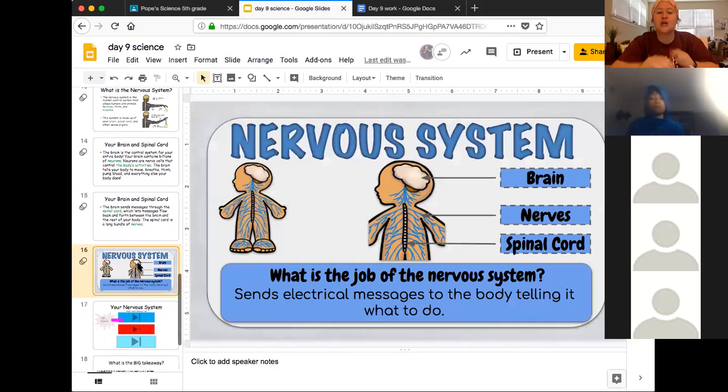So what we need to know about a nervous system is it's our brain that sends messages through the spinal cord to our nerves. The job of this is it sends electrical messages to the body and it tells our body what to do. So if our brain doesn't work, our body doesn't work.